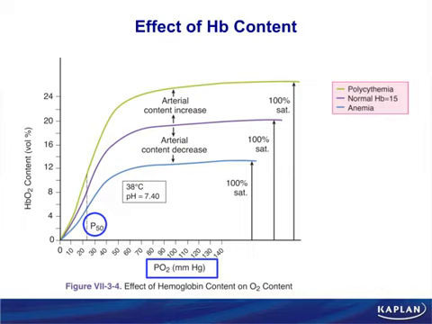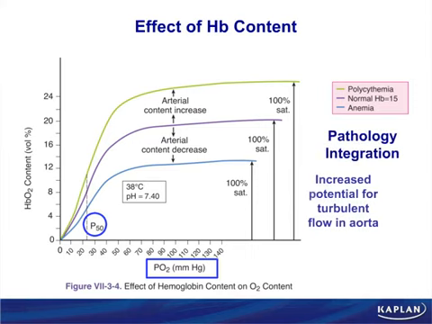All right, some pathology integration. Remember, anemia means reduced viscosity, which increases the Reynolds number. This means we have increased potential for turbulent flow. Where are we most likely to have turbulent flow? Well, big diameter, high velocity, that is the aorta. And turbulence creates a bruit.